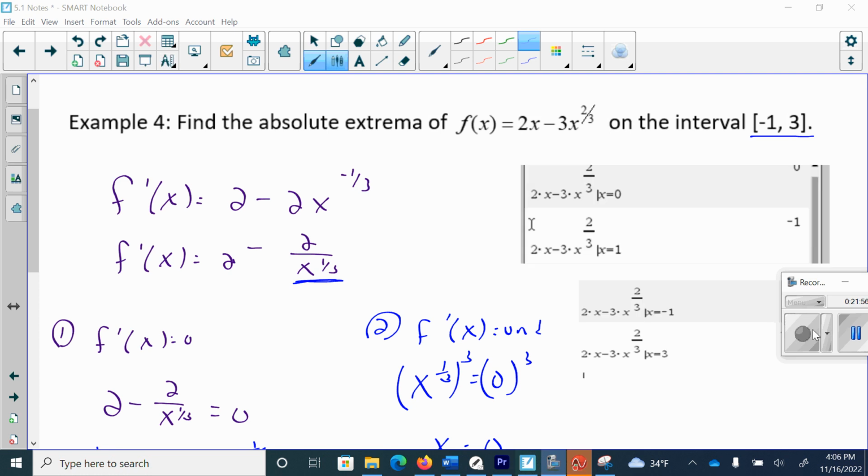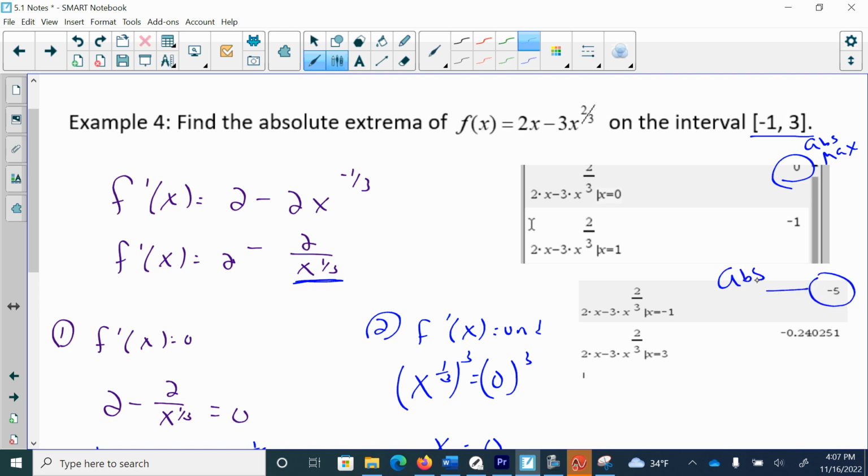So here are screenshots from my calculator, and I have 0, negative 1, negative 5, negative 2.24. So the highest number I have is the 0. So that's going to be my absolute max. That's the highest value I have. And then my lowest value is going to be this negative 5. So that's going to be my absolute min.